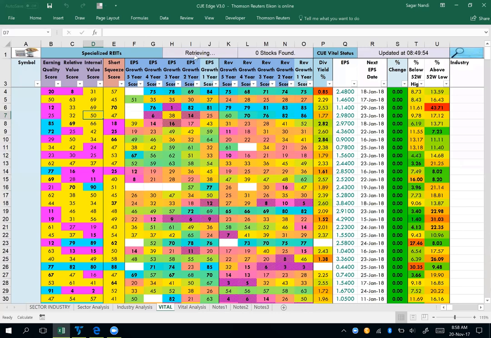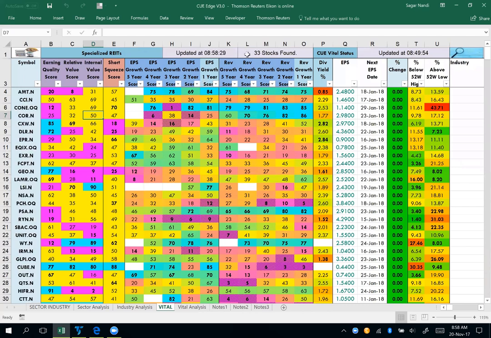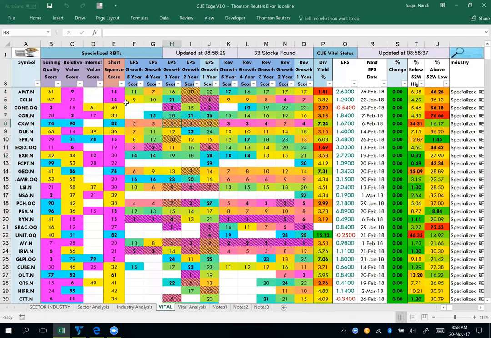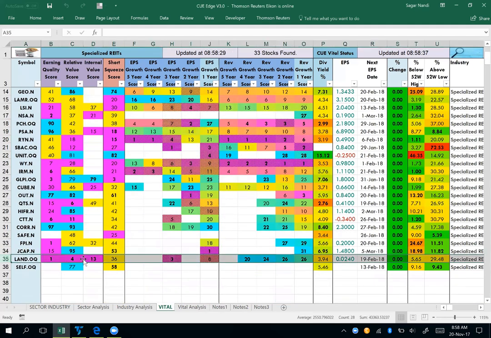It is retrieving data from Thomson Reuters or MetaStock Xenith. It has found 33 stocks. We can click the calculator button to retrieve data on these stocks and calculate the vital statistics. The calculation is complete. We can identify the LAND stock.